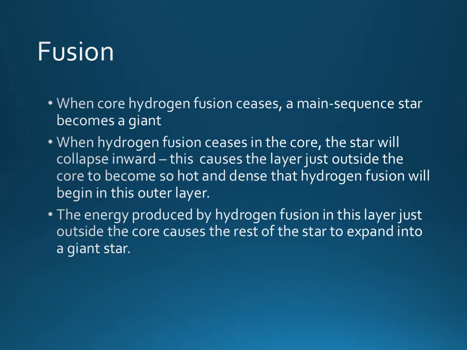When core hydrogen fusion ceases, a main sequence star becomes a giant. When hydrogen fusion ceases in the core, the star will collapse inward. This causes the layer just outside the core to become so hot and dense that hydrogen fusion will begin in the outer layer. The energy produced by hydrogen fusion in this layer just outside the core causes the rest of the star to expand into the giant phase.